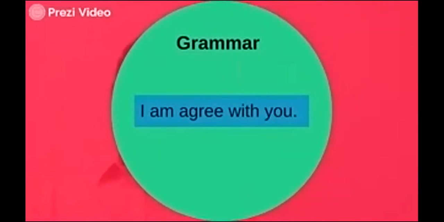An example in grammar, "I am agree with you." This is transference of grammar because the student is using Spanish grammar to say this in English. In English, we do not use "am." We do not use the verb to be to express agreement.